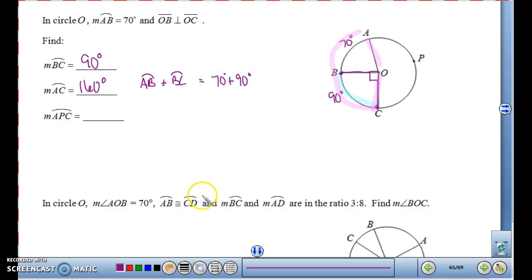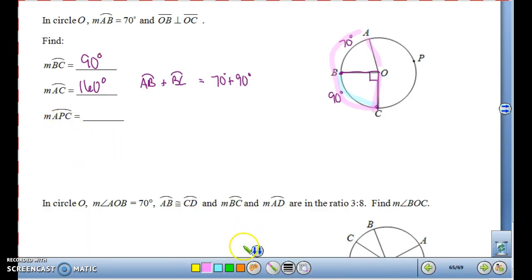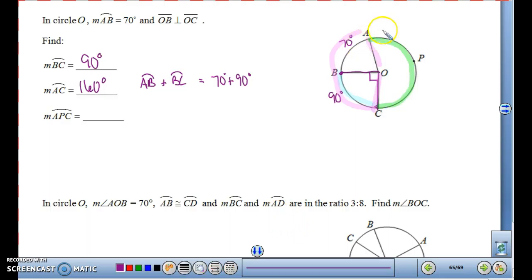All right, the measure of arc APC. Now notice this has a P in the middle of it. That's indicating direction. So arc APC, A to P to C, is this arc right here. Now we don't have any information about any of the arcs over here, but we know that this part of the circle is 160 from A to C. The minor arc is 160, so that means we're looking for the major arc over here.